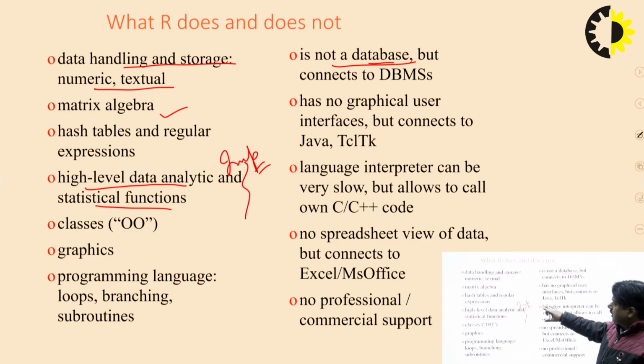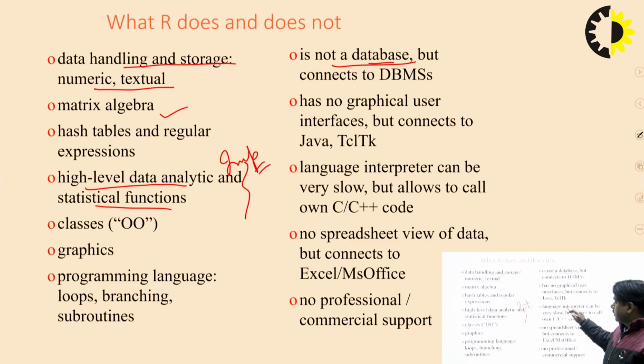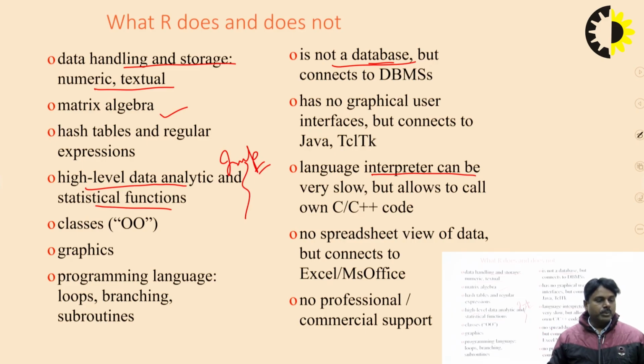Now another part where it does not work well is that the language interpreter can be very slow but allows calls to C++ code. Here the only drawback is that since R programming is an interpreted language, whenever we try to interpret from other source code or from another source, it will take a very long time to interpret it. That's why it will be very slow. So it is a drawback for this R programming.